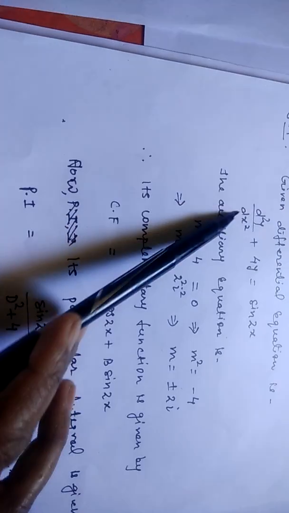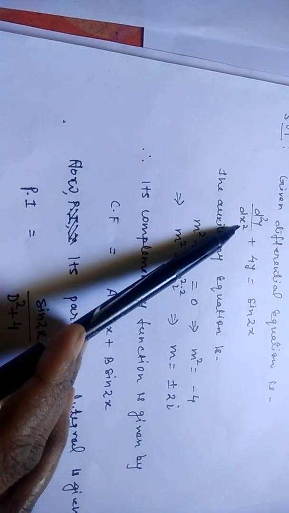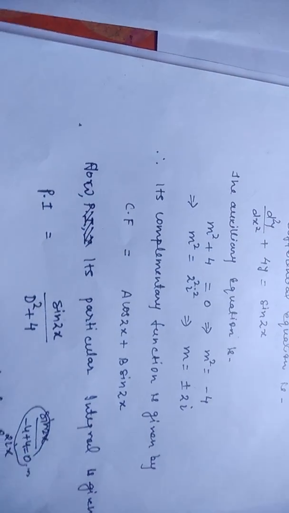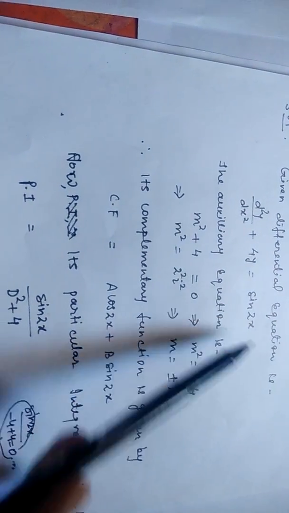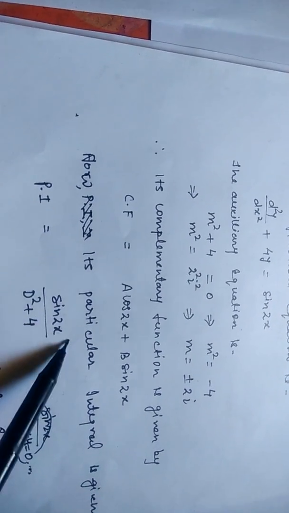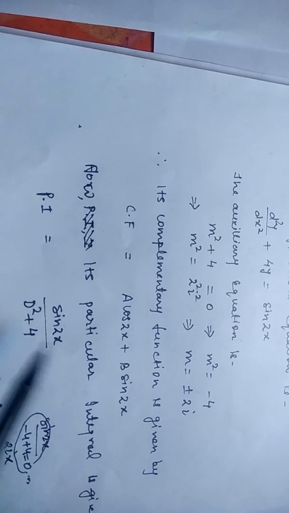Here we have written d square plus 4. Here d is taken for d by dx. Since it is d square by dx square, that's why we have written d square here, and here is a 4y, so plus 4. And the right side part is sin 2x, so sin 2x is in the numerator of this function. So sin 2x divided by d square plus 4.